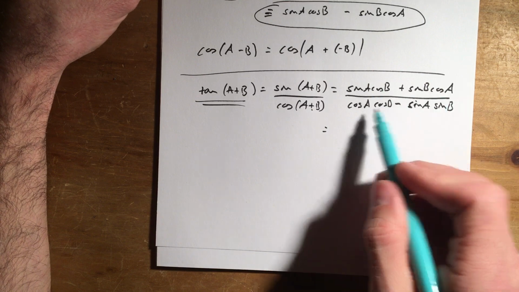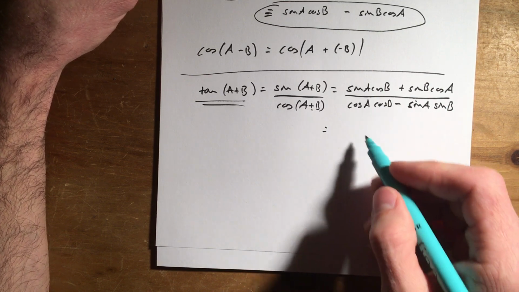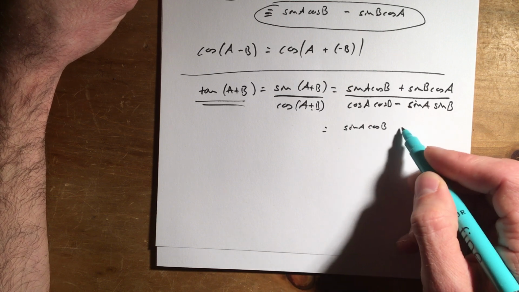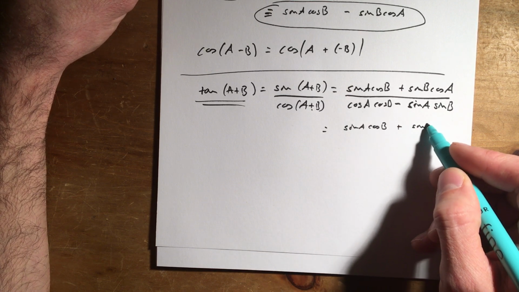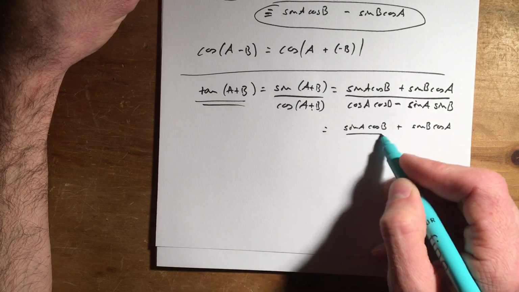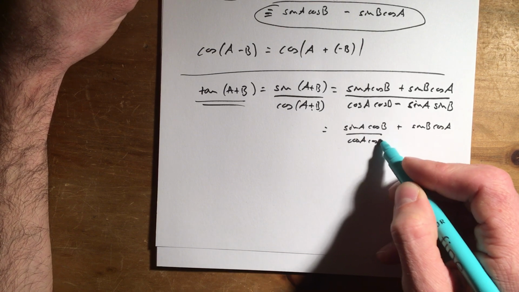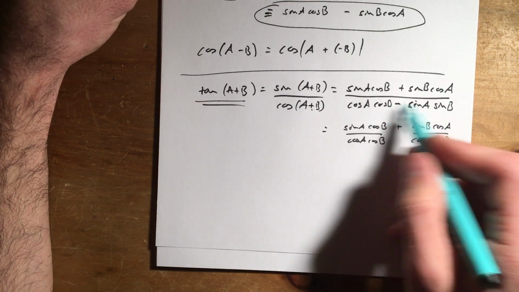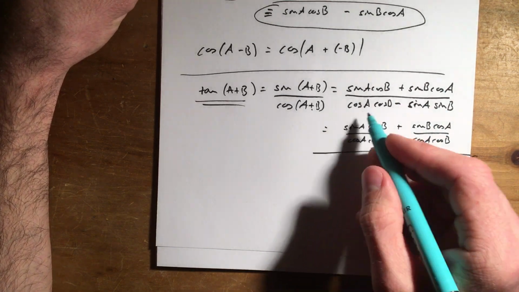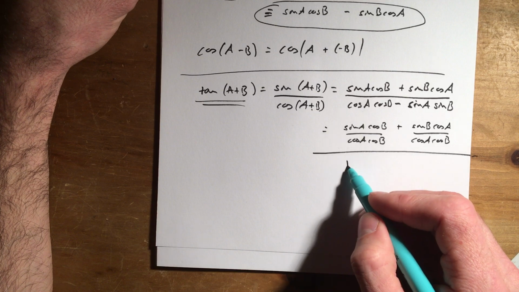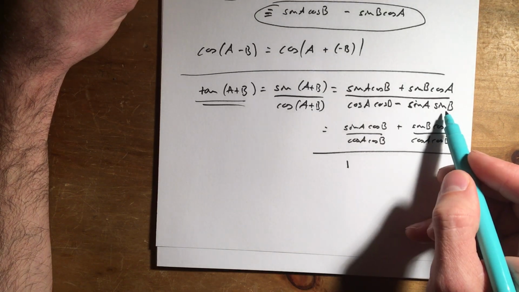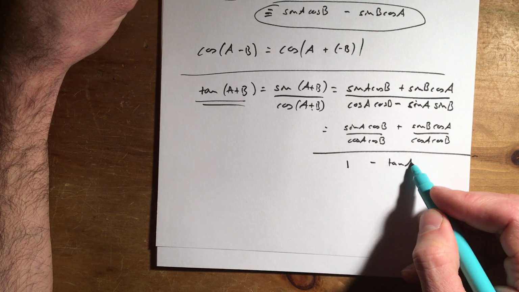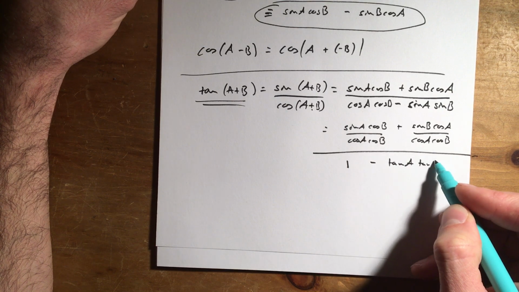So if I take the top of this fraction and the bottom of this fraction and I divide by cos a cos b, then let's see what we get. I divide the numerator by cos a cos b, and the denominator by cos a cos b. Finally, well, that one's going to be 1. Sin a sin b, divided by cos a cos b, well, that's going to be tan a tan b.